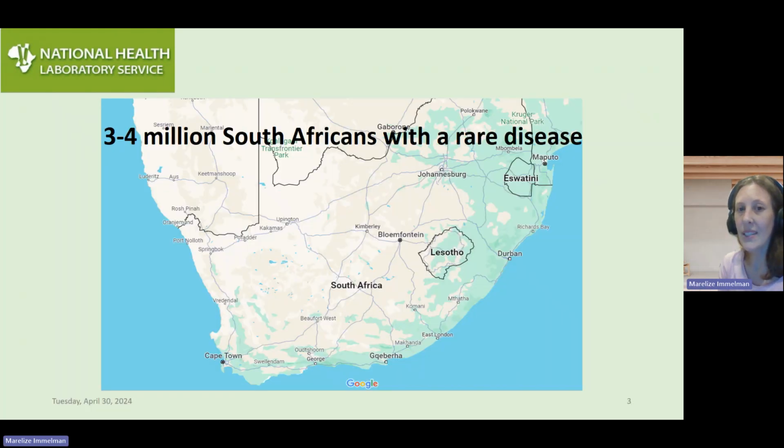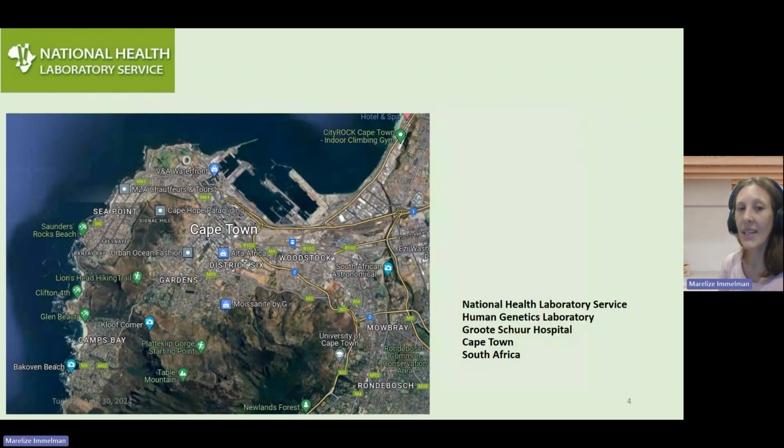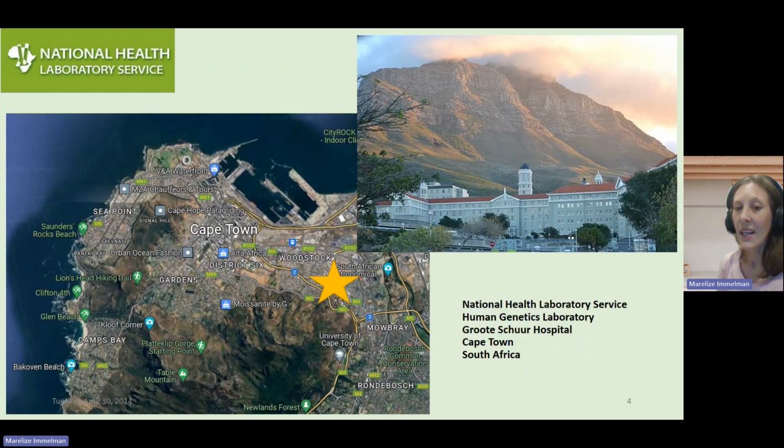About 3 to 4 million South Africans have a rare disease, and the NHLS services more than 80% of the population. We have 3 genetic laboratories in South Africa within the NHLS, in Cape Town, Bloemfontein, and Johannesburg. The laboratory where I am located is in Cape Town in Groote Schuur Hospital, and this is what it looks like.